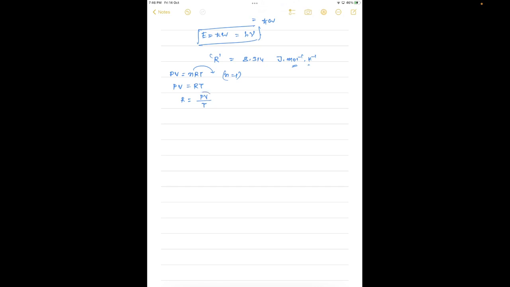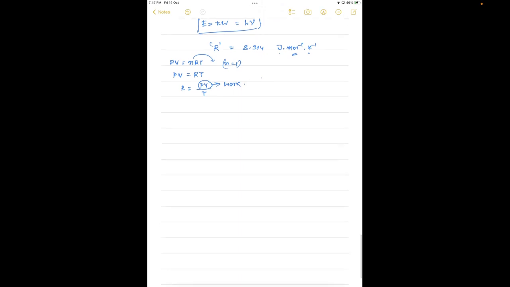Now PV means pressure times volume, which is work. The unit of work, or energy, is joule. So that's why the unit of R is joule Kelvin inverse, that's for 1 upon T, and mole inverse. Why? Because for n equal to 1, that means per mole. The value is 8.314 joule mole inverse Kelvin inverse in SI unit, and in CGS unit it will be 8.314 times 10 to the power 7 erg mole inverse Kelvin inverse.